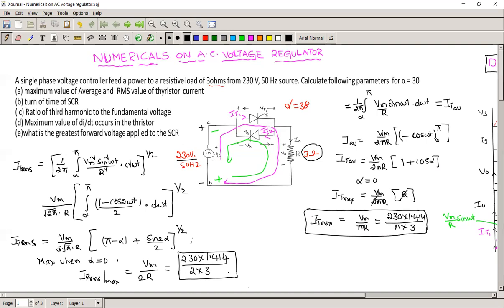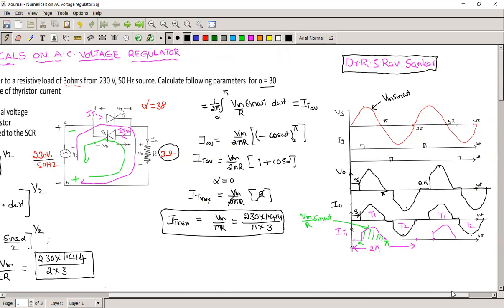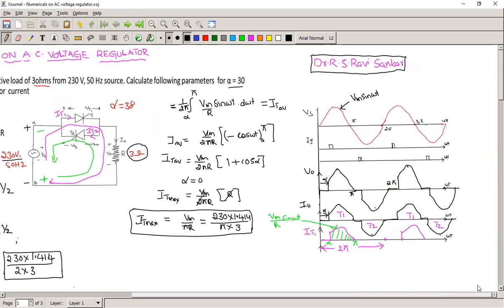Next, turn off time of an SCR. So for this firing angle, how much is the turn off time? Turn off time means, before going to find out the turn off time, see here: how much time is the SCR subjected to the reverse bias? So the T1 will turn off at angle pi. From pi to 2 pi, the T1 is reverse biased.